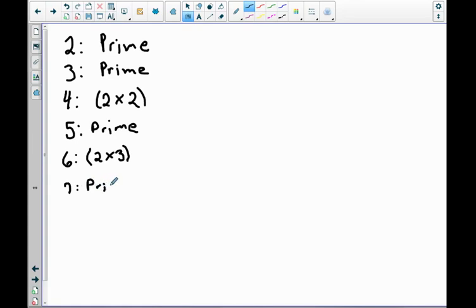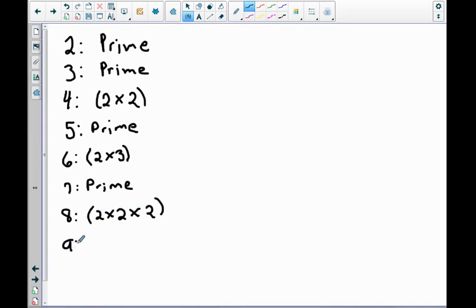Okay, now here's the first one that's a little bit different: the number 8. I know you want to say 2 times 4, but the problem with that is 4 is not prime. Its unique set of prime factors is 2 times 2. So we know 2 times 2 does not equal 8, but 2 times 2 is 4, and 4 times 2 does equal 8. So there is your unique set of prime factors for the number 8: 2 times 2 times 2.